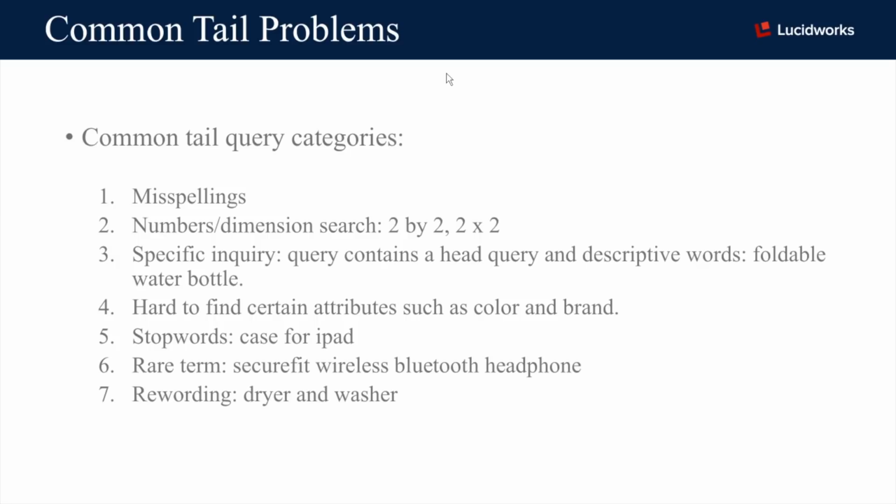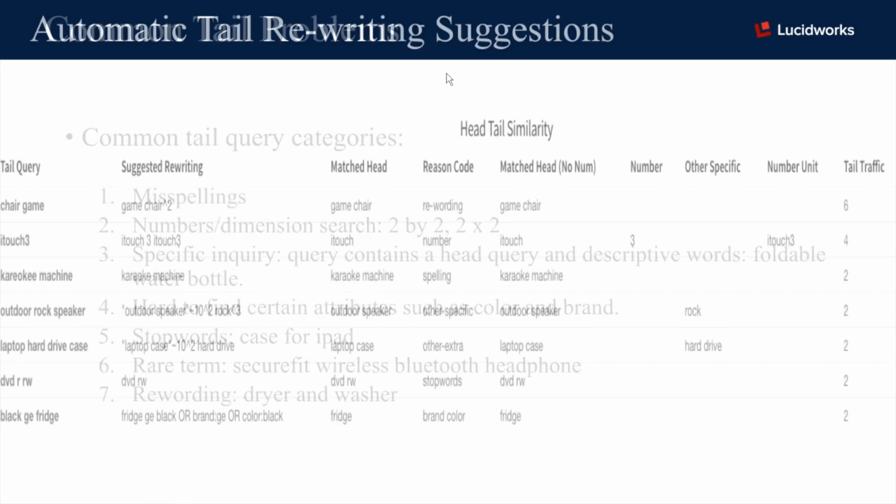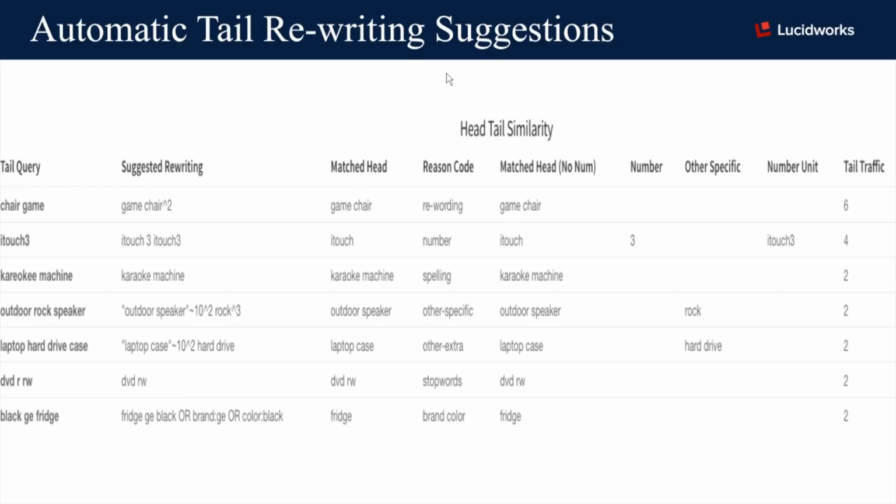Other times, users blurt the words out in a strange order, such as dryer and washer instead of washer and dryer. For the tail queries, Fusion doesn't just tell you this isn't good, but automatically suggests ways that you can rewrite the query. The main idea I used here is that for each tail query, I try to find its closest matching head queries. And based on the difference between the tail and head queries, we can assign reasons for why any given query is a tail query and suggest a rewrite.